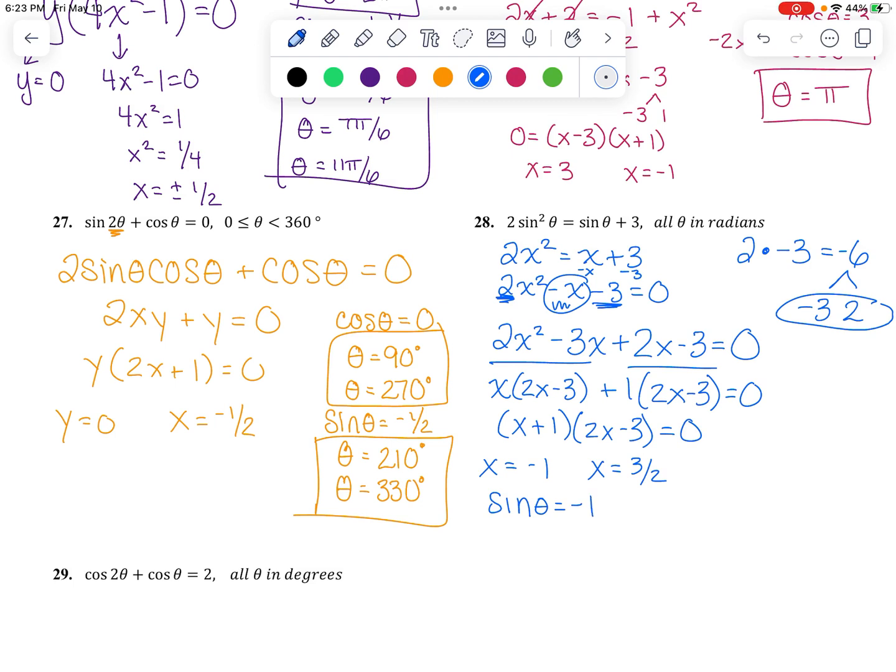X took the place of sine. Sine is negative 1 at 270 degrees, or in this case, that would be 3 pi over 2. Sine equal to 3 halves. Well, 3 halves is 1.5, which is too big. So 3 pi over 2 is the only answer, except I want for all angles in radians.